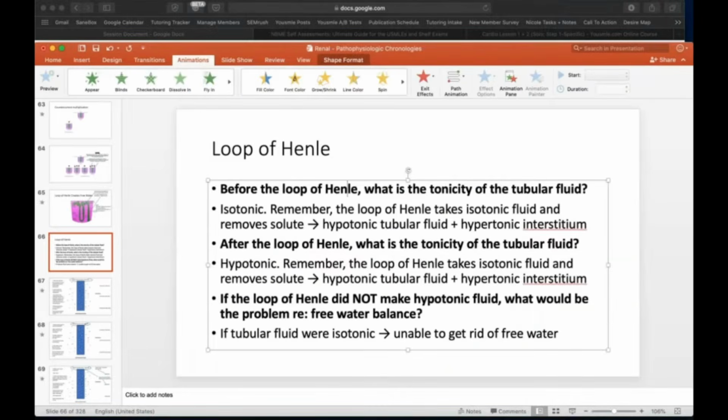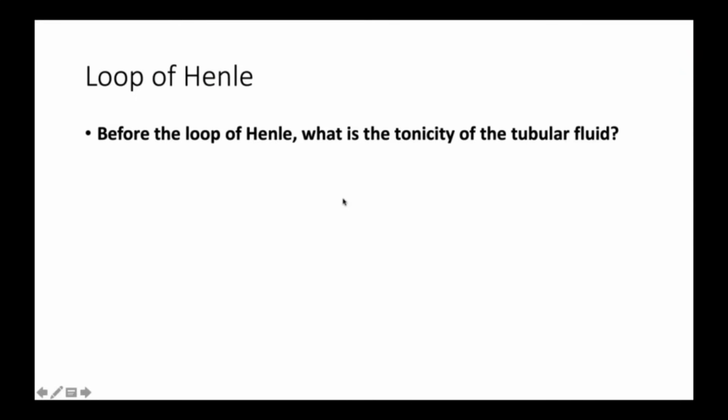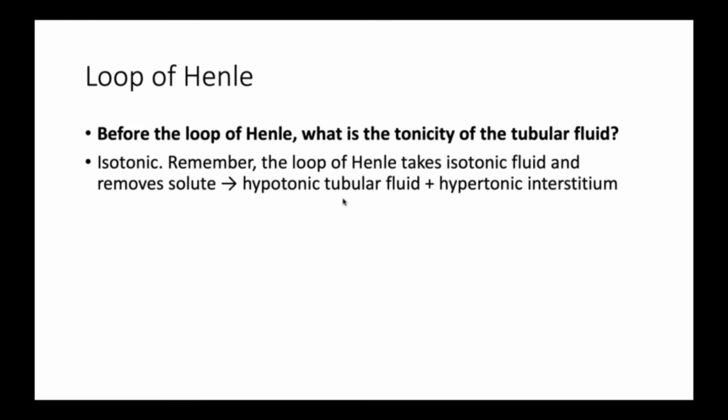So then, Mohana, before the loop of Henle, what's the tonicity of the tubular fluid? Before the loop of Henle it's going to be isotonic. How about in a prerenal AKI? Always isotonic. Exactly. The loop of Henle takes isotonic fluid and removes solutes. That's what we're building towards. So you're making hypertonic tubular fluid and hypertonic interstitium.